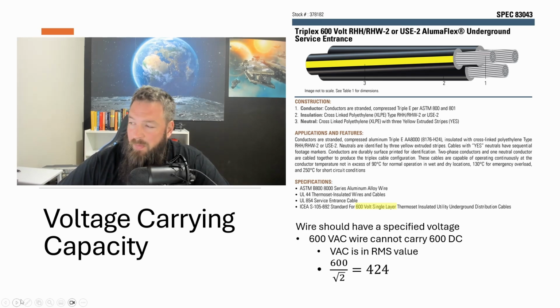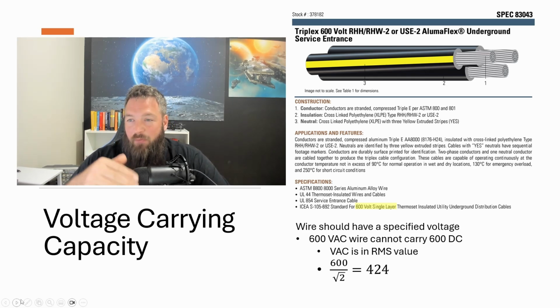Now you've got to keep in mind when you see the parameters of what the voltage rating is, that's going to vary, and you're going to have both an AC and a DC component to that. Usually if it's a lower rated wire, it's going to list the DC voltage. And if it's higher, it'll rate the AC voltage, because typically that's what goes through those wires.